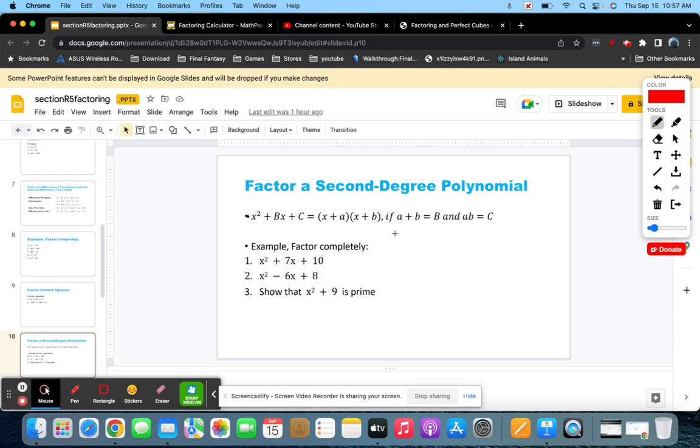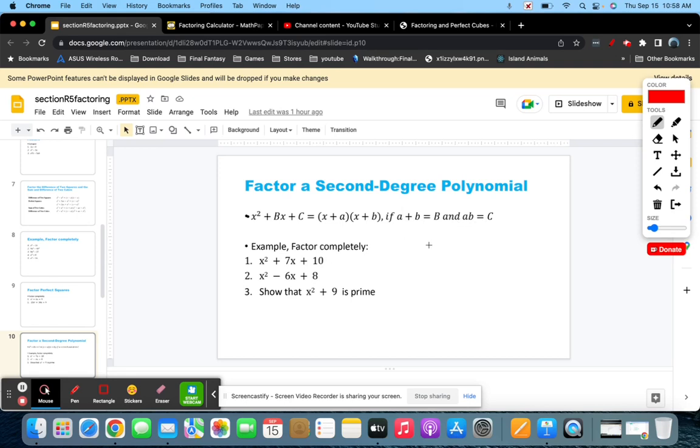All right, second degree polynomials. Let's see. So we have our x squared plus bx plus c broken down into these parts. So let's see if we can use this formula to help us. X squared plus 7x plus 10. All right, our a is 1. We don't really use that very much, but we have the b and c. So the b is going to be broken down into a plus b, and the c is going to be broken down into a times b.